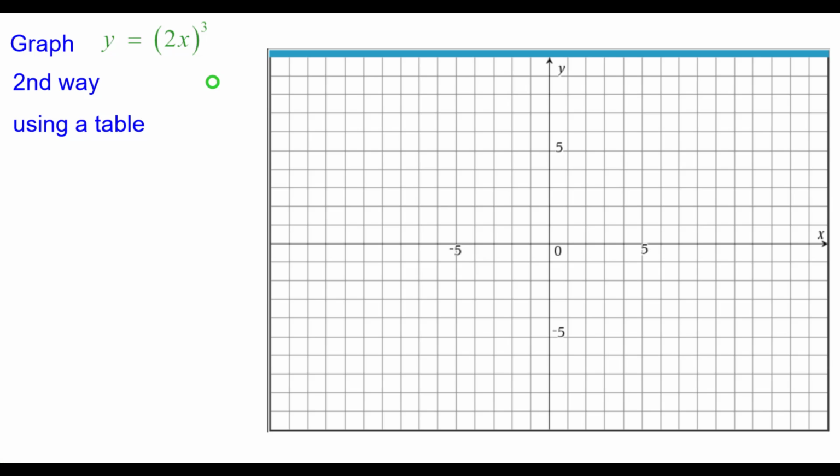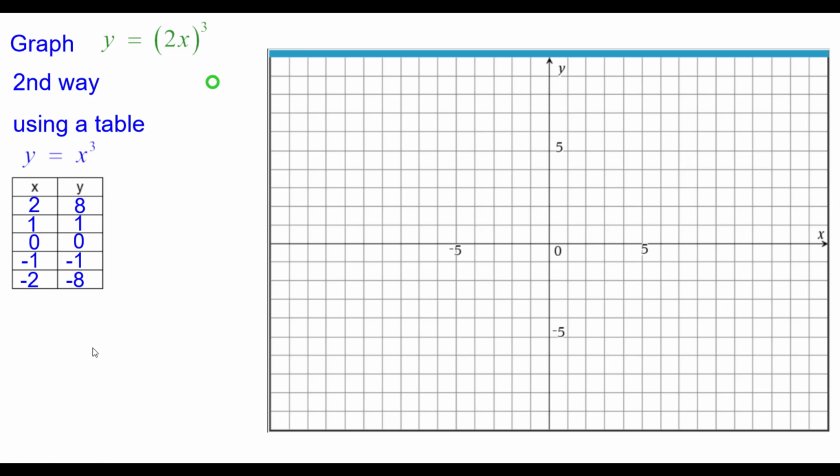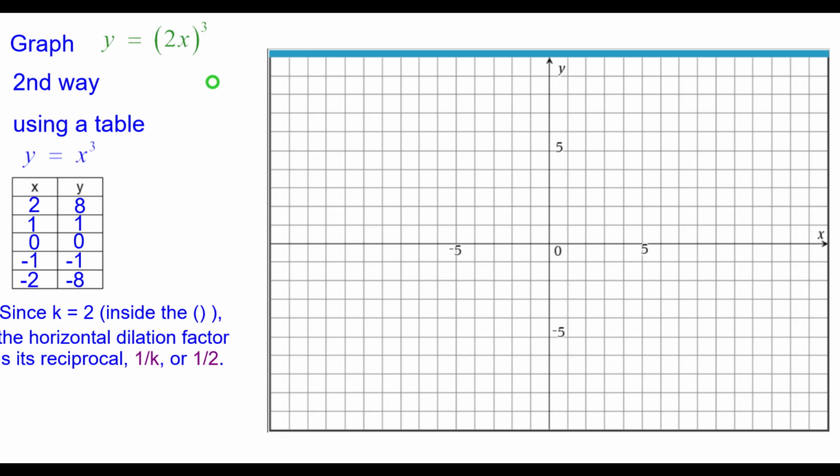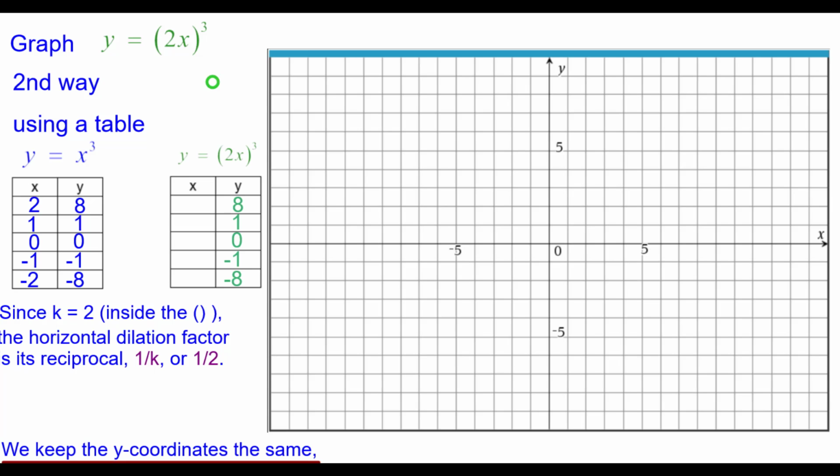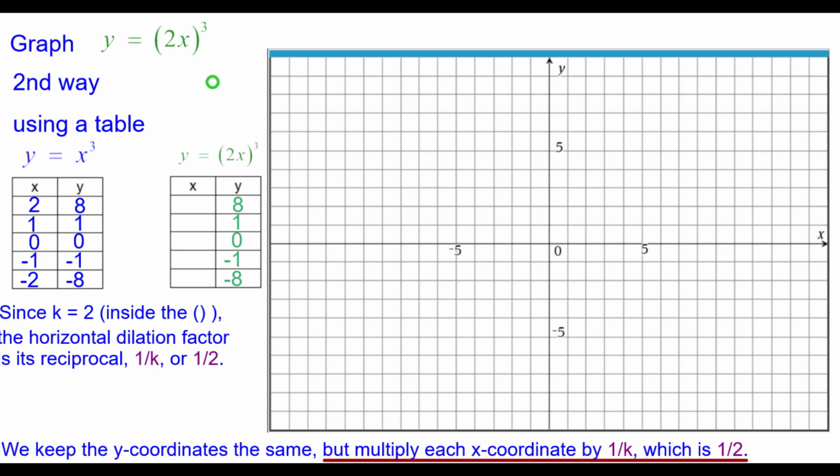Second way, using a table. This is our x cubed table of values. Since k equals 2 inside the parentheses there, the horizontal dilation factor is its reciprocal, which is 1/2. So we're going to keep the y coordinates the same, and then multiply each x coordinate by the reciprocal of k, which in this case is 1/2.